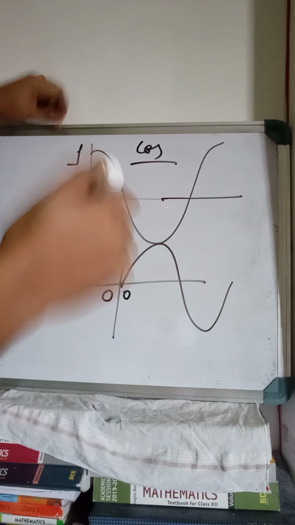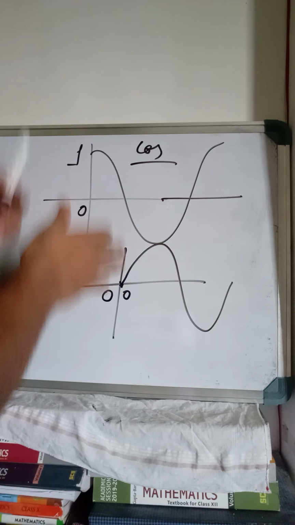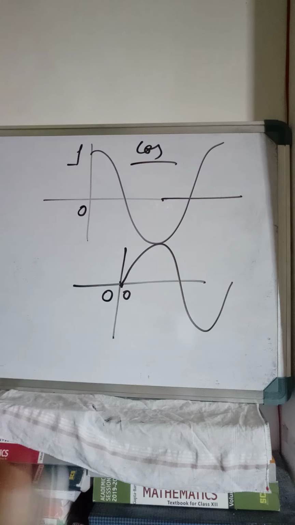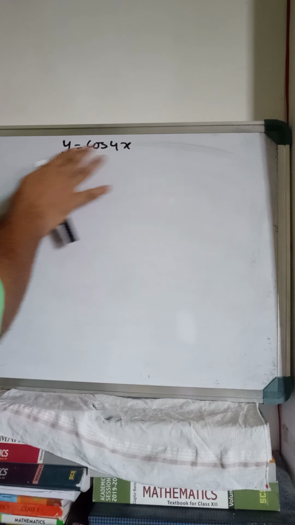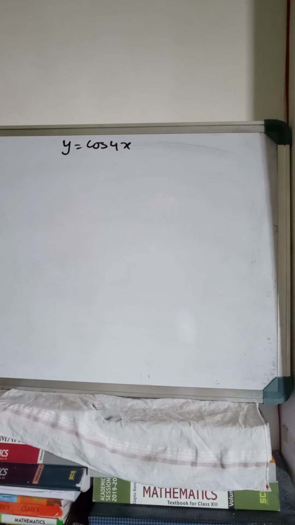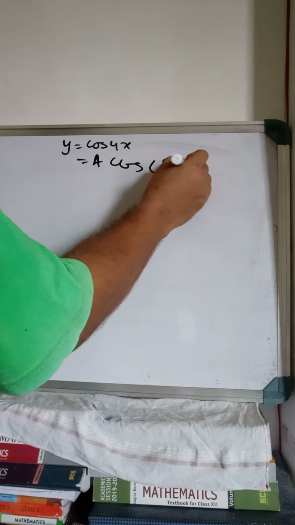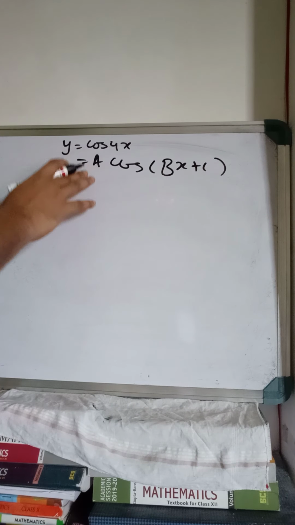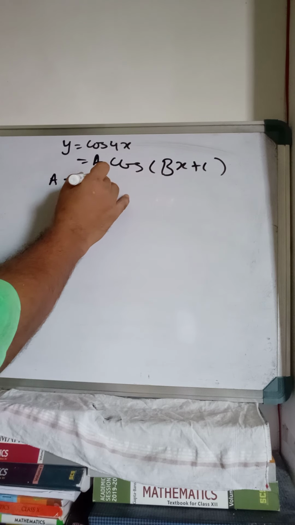Okay, now we know the previous formulas. We will use that formula of the sine curve and we will do the sum for the cos curve. Now the sum is y is equal to cos 4x. I have to draw the graph for this, y equals cos 4x. First thing we will do, we will compare this equation with a cos(bx plus c). Just like the last one, a is the amplitude and there is a period, a horizontal shift, everything is there. So first we need to find the amplitude a, that is over here 1.